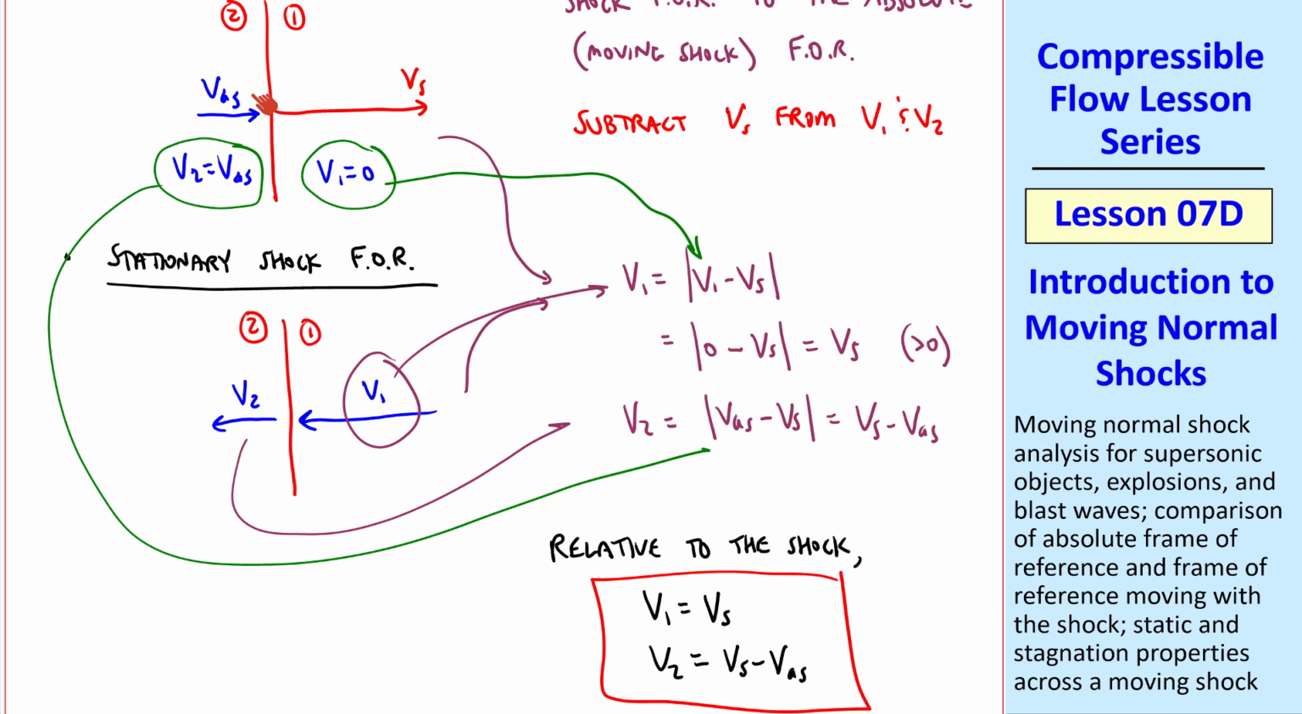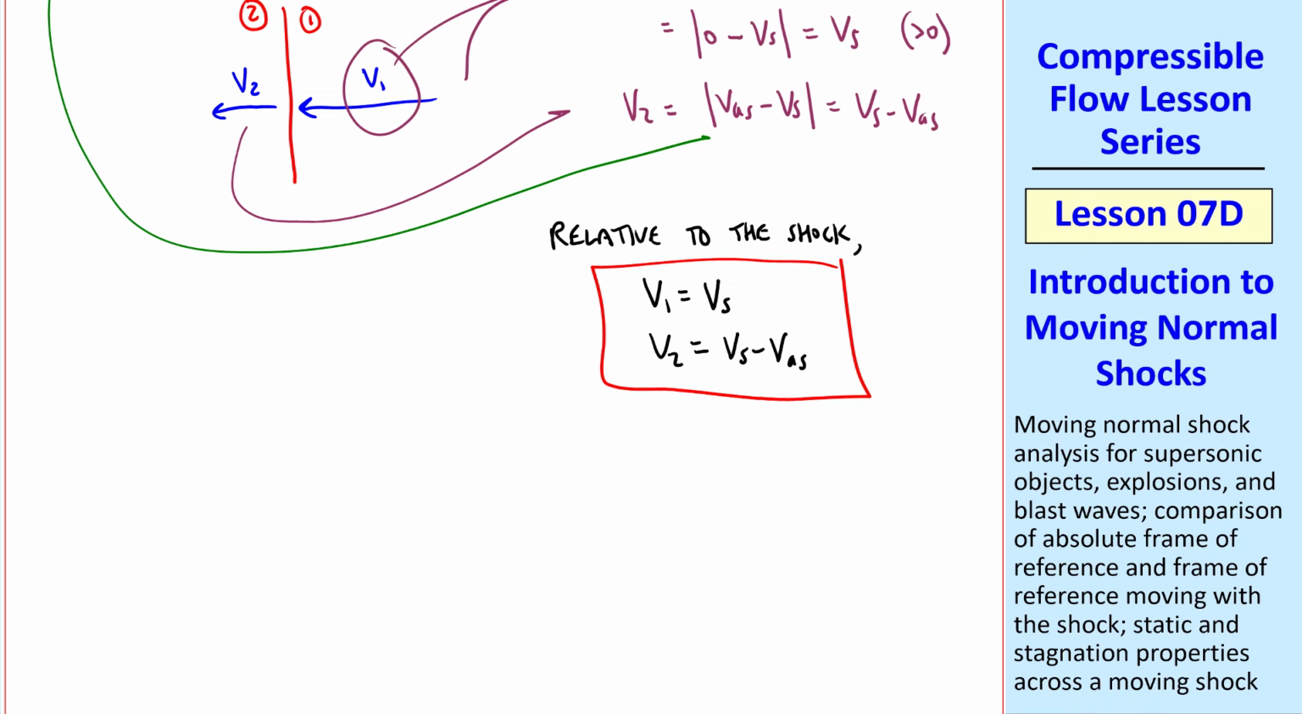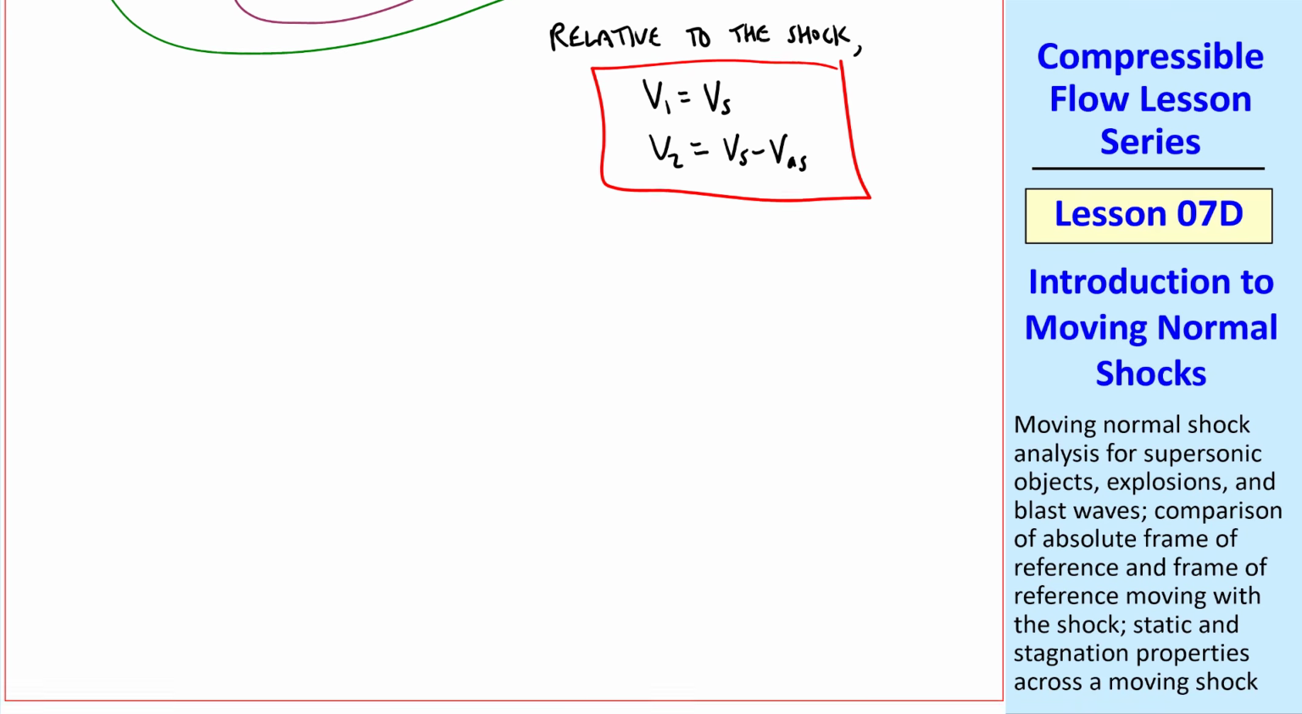This is how we transform from this moving shock frame of reference to the stationary shock frame of reference, where these speeds are relative to the shock. In other words, if you're moving with the shock, you see the shock as stationary. Now we'll plug these equations into our conservation equations across the shock.